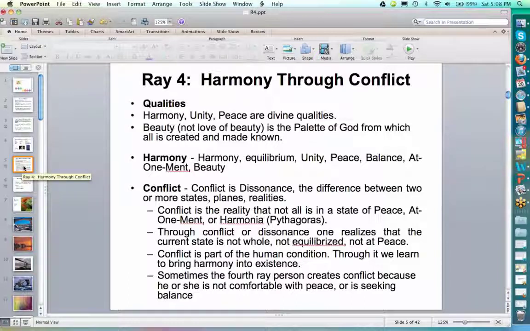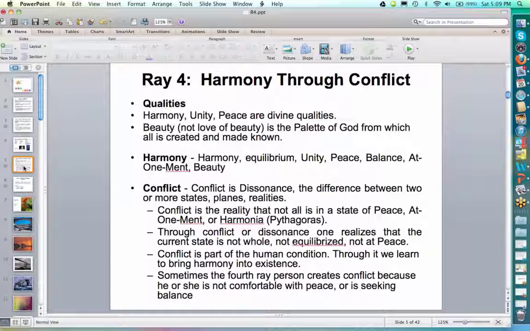Some of the qualities that we find associated with the fourth ray is the desire for peace and beauty. Not the love of beauty, but beauty, which is the palette of God, from which all is created and made known. Harmony, what does harmony mean? It means equilibrium. It means unity. It means peace, balance, at-one-ment. All words I've already used. And beauty. When something is in harmony, it's beautiful.